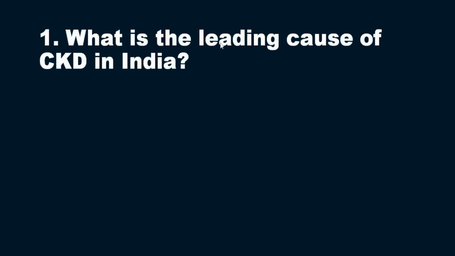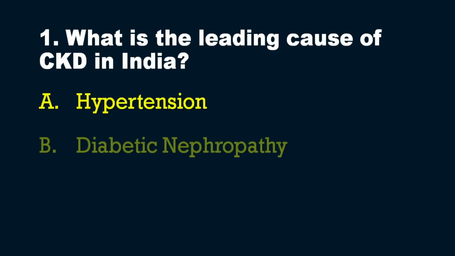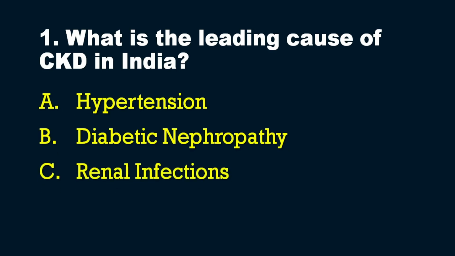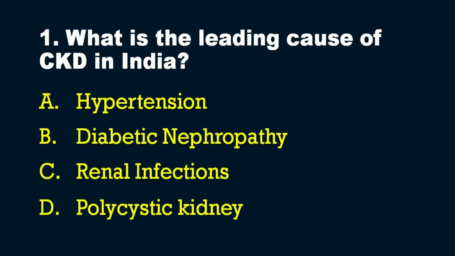The question is, what is the leading cause of CKD in India? CKD means chronic kidney disease. The options are: option A, hypertension; option B, diabetic nephropathy; option C, renal infections; and option D, polycystic kidney. So which is the leading cause of CKD in India? What is the answer?